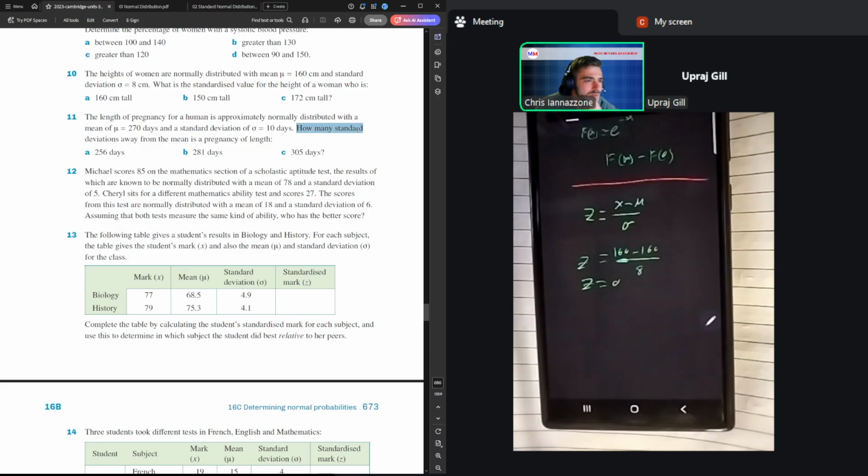So yeah, if it asks you how many standard deviations away is something, or anything about standard deviations, they're effectively just telling you to find Z. That's just another way of phrasing that.